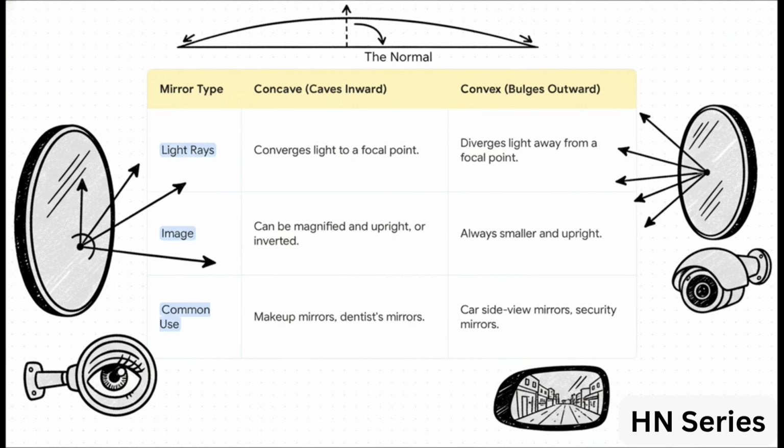A convex mirror, which bulges outward, does the exact opposite. It takes the light rays and spreads them out, giving you a much wider field of view. Just think about the side view mirror on your car, the one that says objects in mirror are closer than they appear. That's a convex mirror giving you a wide-angle view of the lane next to you. The law is the same, but the curve is manipulating the light in these really clever ways.